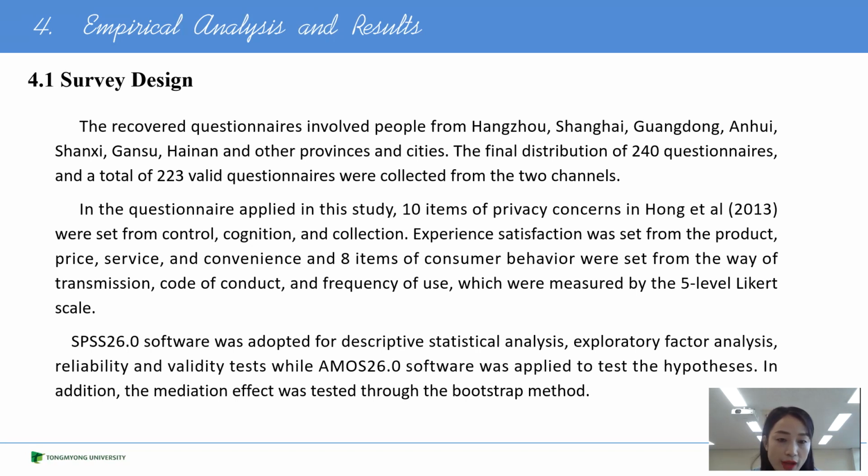FoCoS.IDIC.20211218.O.Session1.12 software was adopted for descriptive statistical analysis, exploratory factor analysis, reliability and validity tests, while FoCoS.26 software was applied to test the hypotheses. In addition, the mediation effect was tested through the bootstrap method.